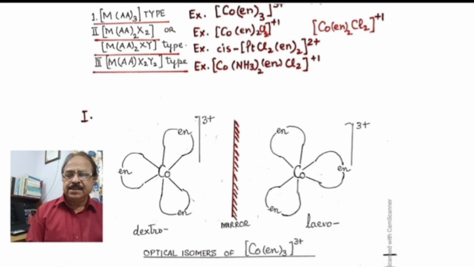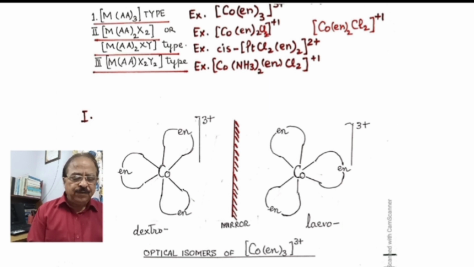So we will discuss the structures of the two isomers, dextro and levo isomers of this. And the second type of octahedral complexes can be if, to the metal atom, two didentate ligands, that is AA, are bonded, and two ligands of the same type are bonded. So I am giving two examples of these.